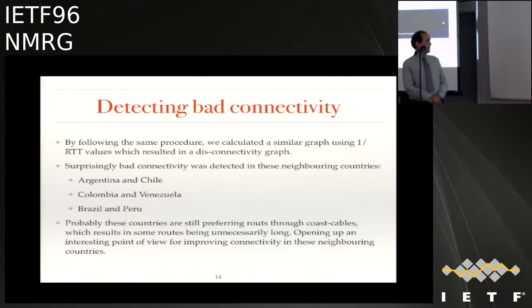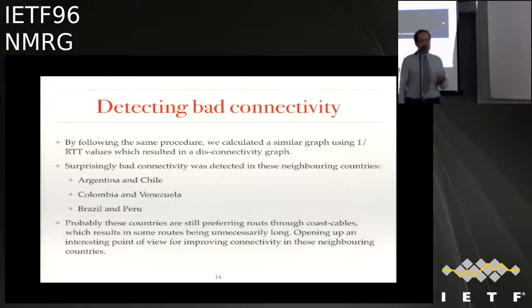Mostly, we think sea cables are being preferred to connect over land cables, probably because the geography of the region isn't really favorable for laying land cables. That's why we think ocean cables are being used, and that results sometimes in very long trips for things that could have been a lot shorter.